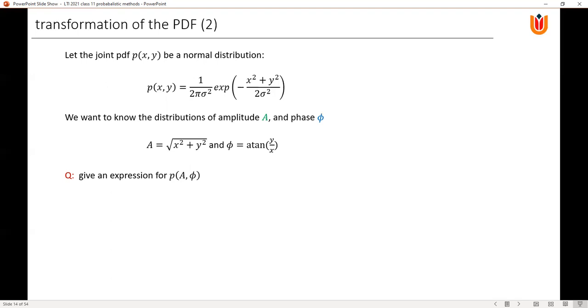Yeah, so it wasn't meant to be a difficult question. I just want you to look at it. So the factor A comes from the determinant of the Jacobian. A squared here is then x squared plus y squared.